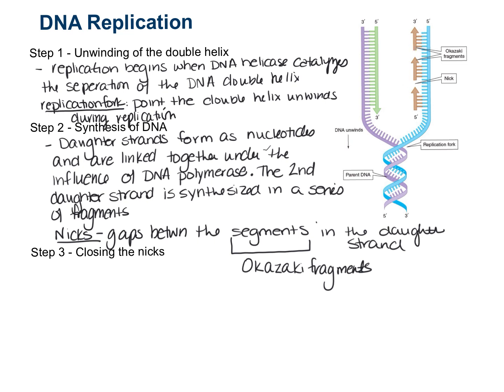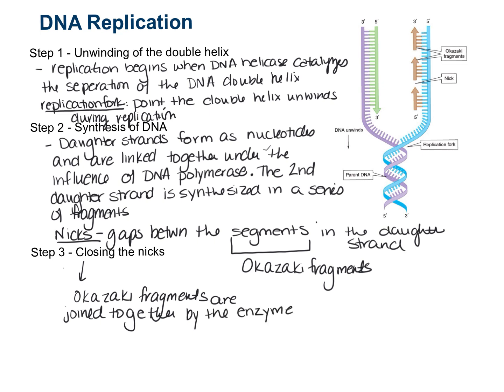Now, that gives us step 3, and step 3 here is where the body has to come in and close these fragments here. And so we can just sum that up as closing the nicks. And so what happens here is the Okazaki fragments are joined together by the enzyme DNA ligase. Right? And so that catalyzes that final step of DNA replication. And the result then is these two double helical molecules that are identical. Okay? So that's how DNA replicates.